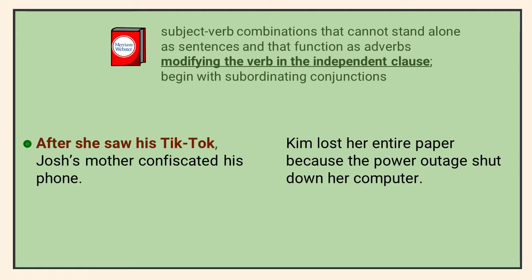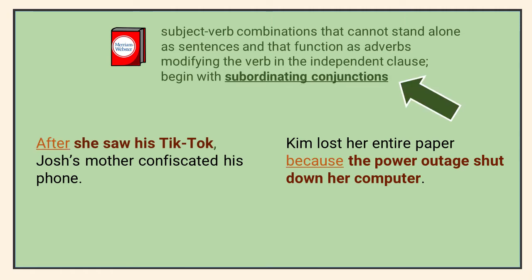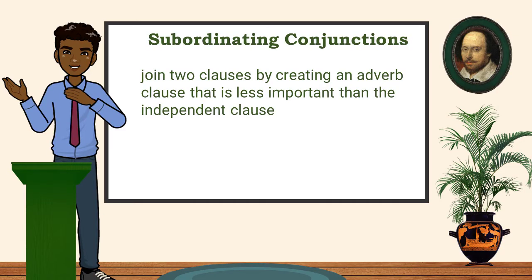Adverb clauses can come before the independent clause or after. In fact, they can even come in the middle of an independent clause. More on this in a few moments. Here, because the power outage shut down her computer explains why she lost the paper. In both these examples, the adverb clauses begin with subordinating conjunctions. If you remove these words, the clauses could stand alone as sentences. That's the function of subordinating conjunctions.